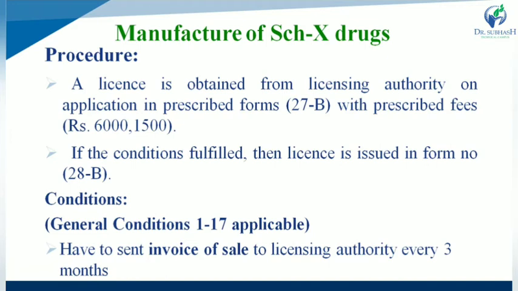So what are the conditions to maintain for the manufacturing of Schedule X drugs? The general conditions, that is 1 to 17, are already applicable, and the remaining one is that an invoice of sale has to be sent to the licensing authority every 3 months. That means the distribution record of narcotic drug substances is sent directly to the licensing authority every 3 months.